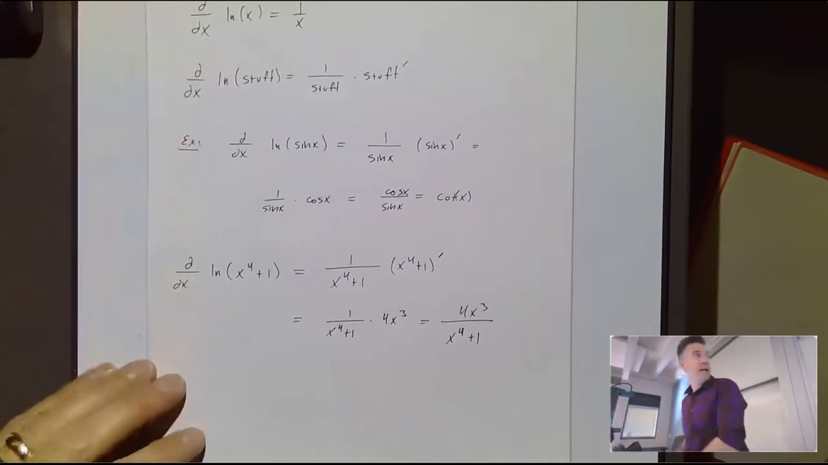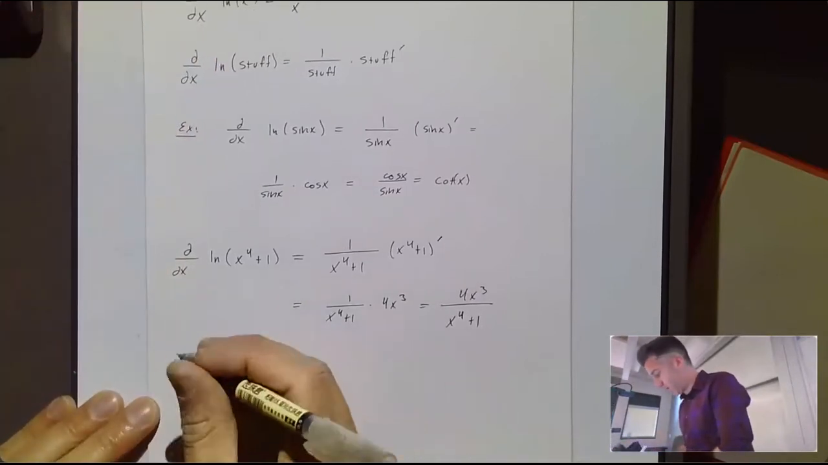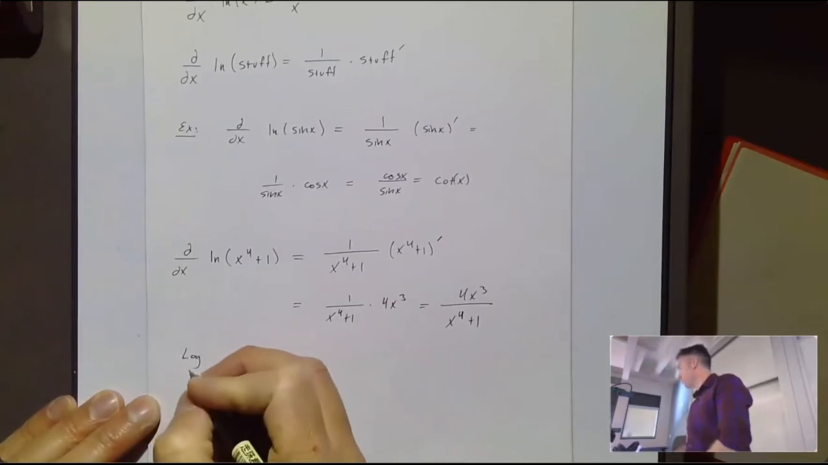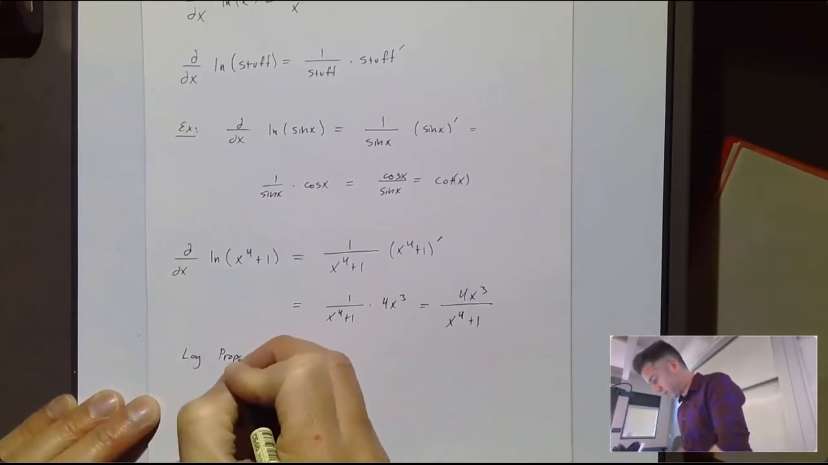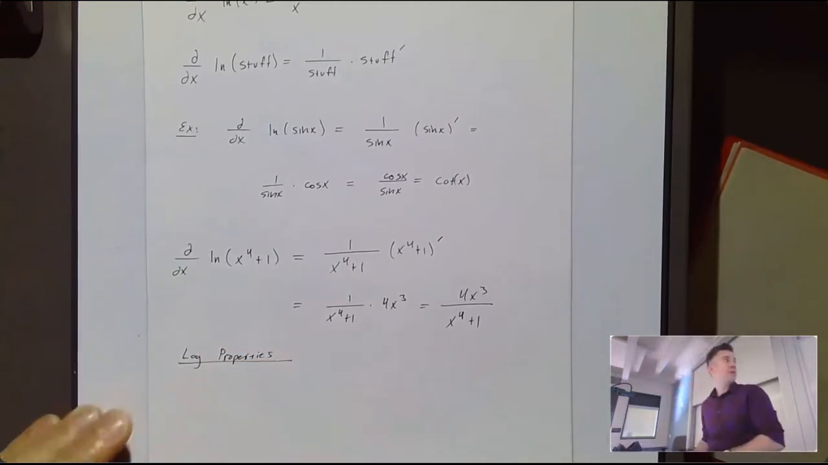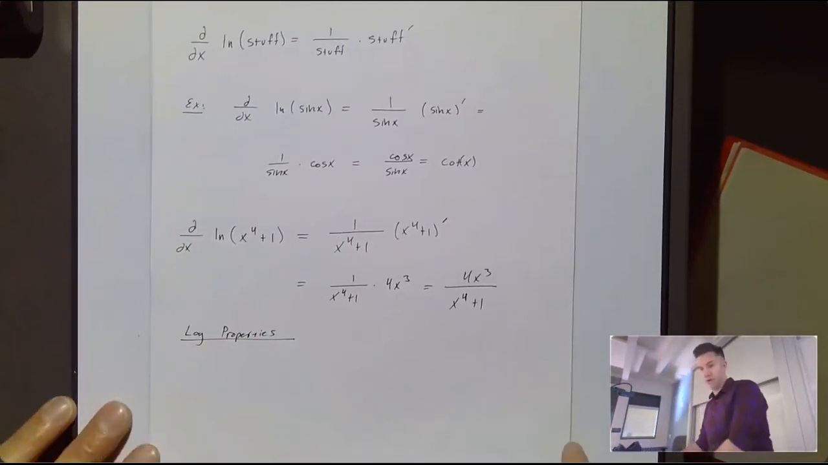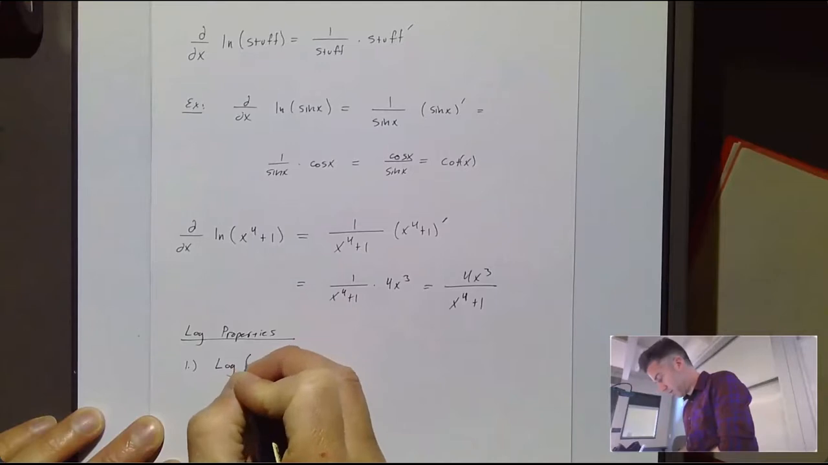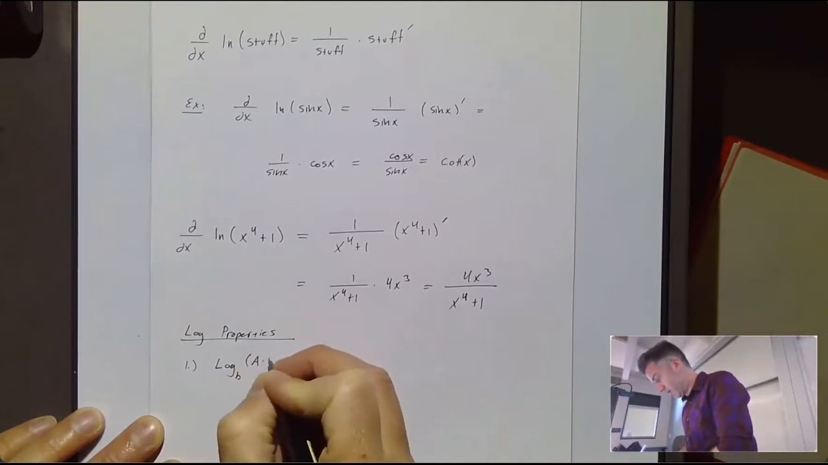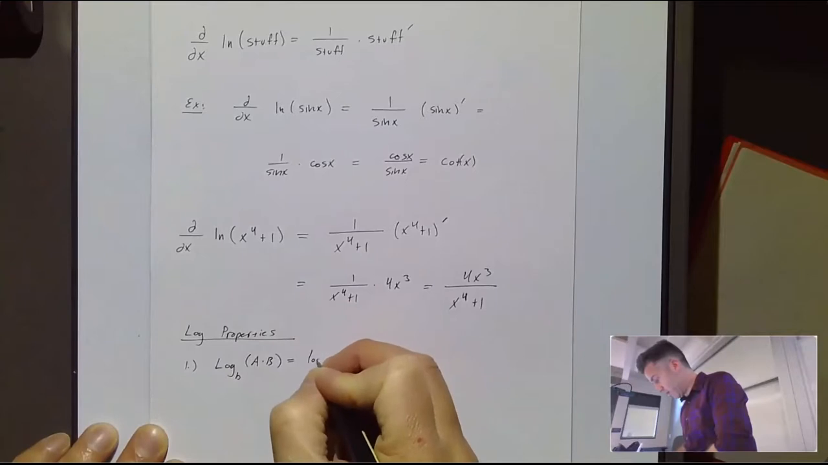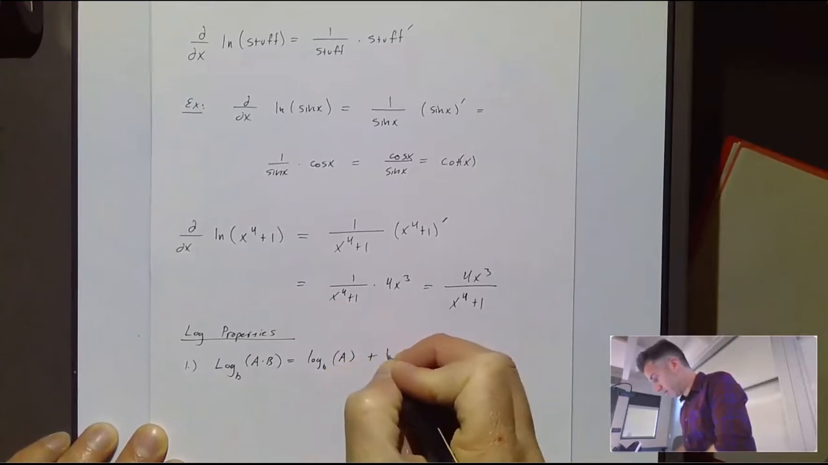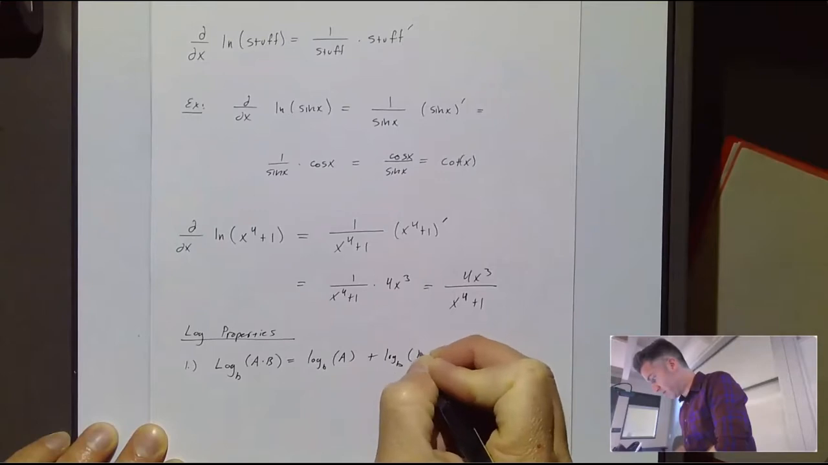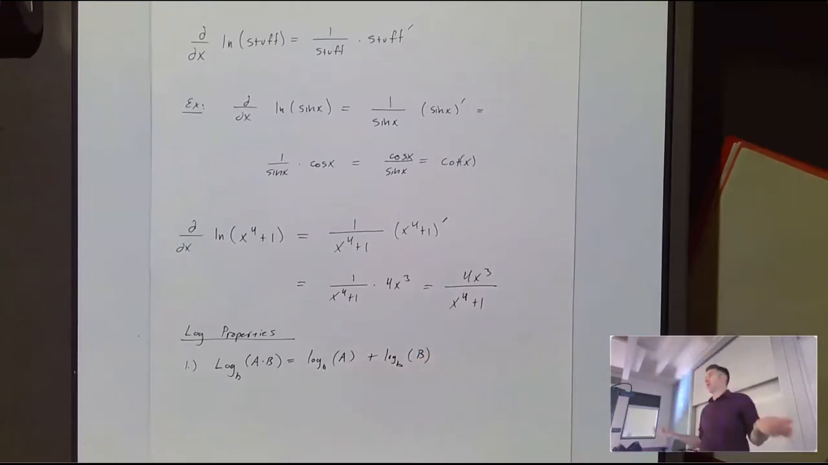Let me remind you all of a couple properties. There are 3 specifically that I want you to remember. First, the log base b of a times b is the log base b of a plus the log base b of b. We often say it's the product rule for logs. The log of a product is the log of the first thing plus the log of the second thing.